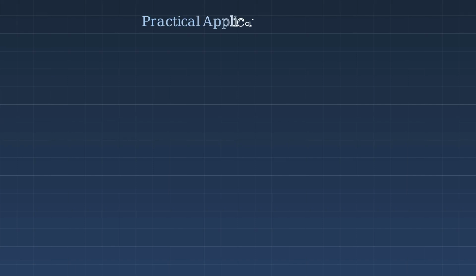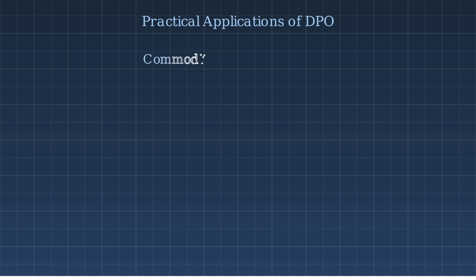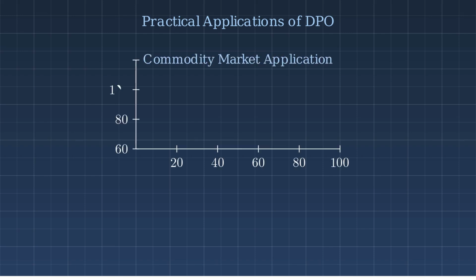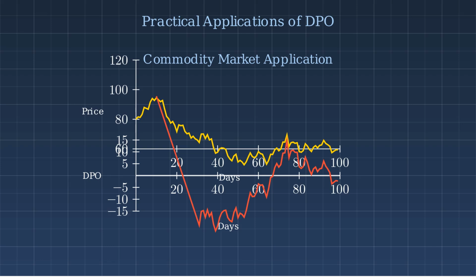The Detrended Price Oscillator has several practical applications across different markets. The DPO works exceptionally well in markets that exhibit cyclical behavior. In commodity markets, the DPO helps identify cyclical price movements that occur regularly. Here we see gold prices demonstrating clear cycles over a 100-day period. When we apply a 21-day DPO to this commodity data, we can clearly see the regular cycles around the zero line, helping traders anticipate price reversals.